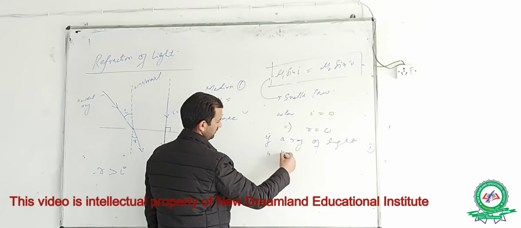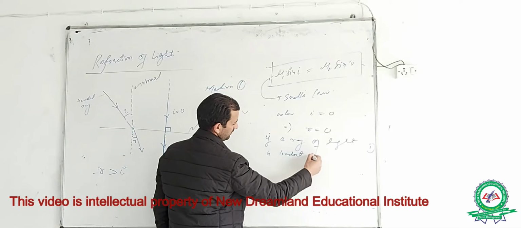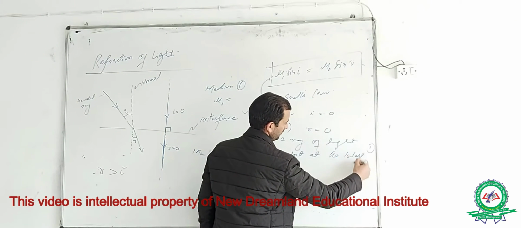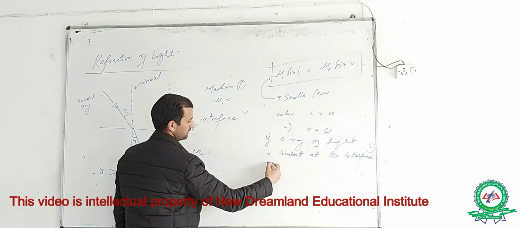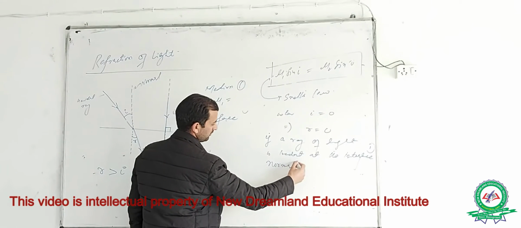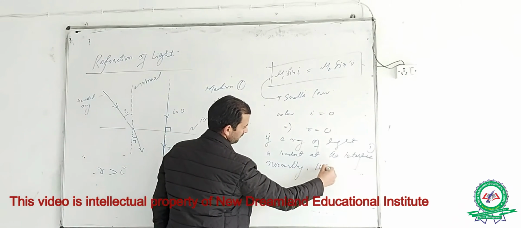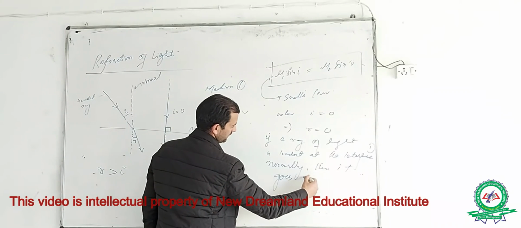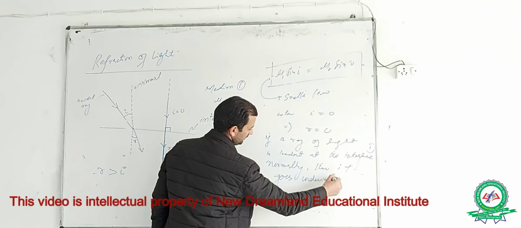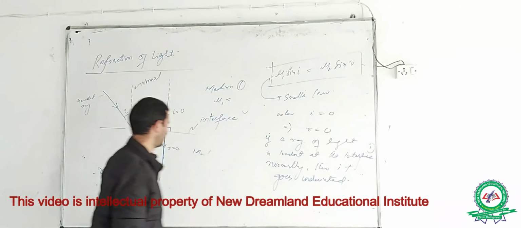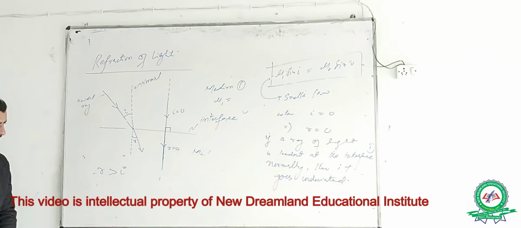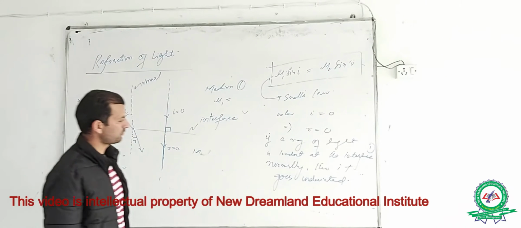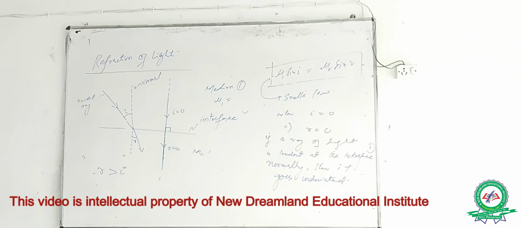And this means that if a ray of light is incident at the interface normally, then it goes undeviated. It follows from Snell's law, if i is 0, then r has to be 0. And let's now discuss refractive index.